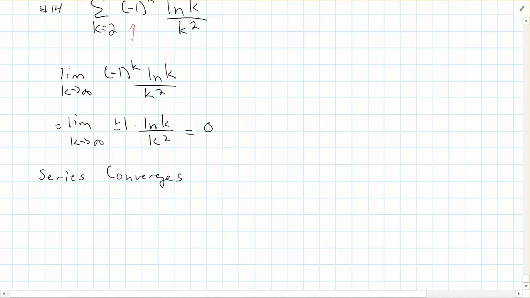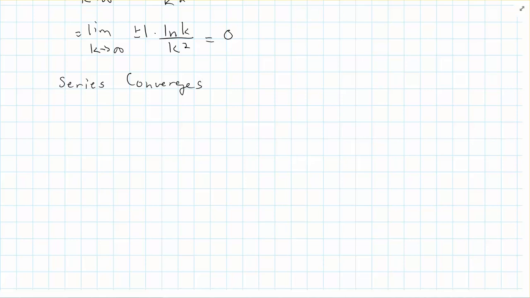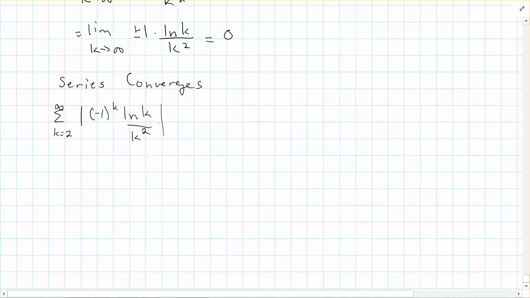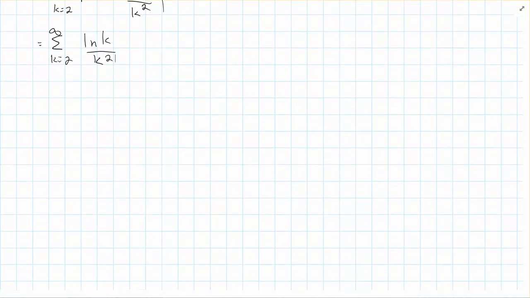But now we need to determine what type of convergence we have on this series. So we need to look at the absolute value of this, which of course would just be the sum from k equals 2 to infinity of natural log of k over k squared. Now this is probably the most difficult one to evaluate, because looking at this, it's not a root test, it's not a ratio test, it's not geometric, it's not telescoping. Oh, we're running out of tests here. It's not the divergence test. So that leaves the integral test. And so that's what we're going to have to do here.